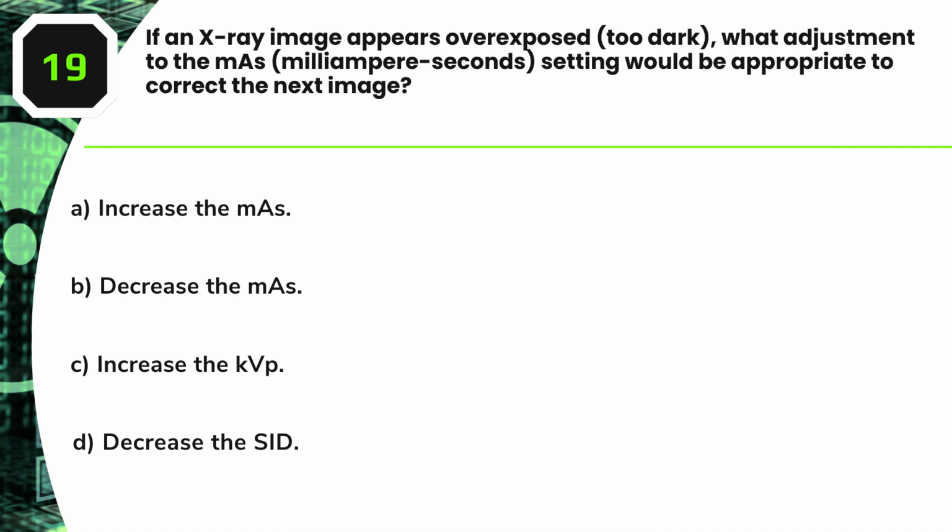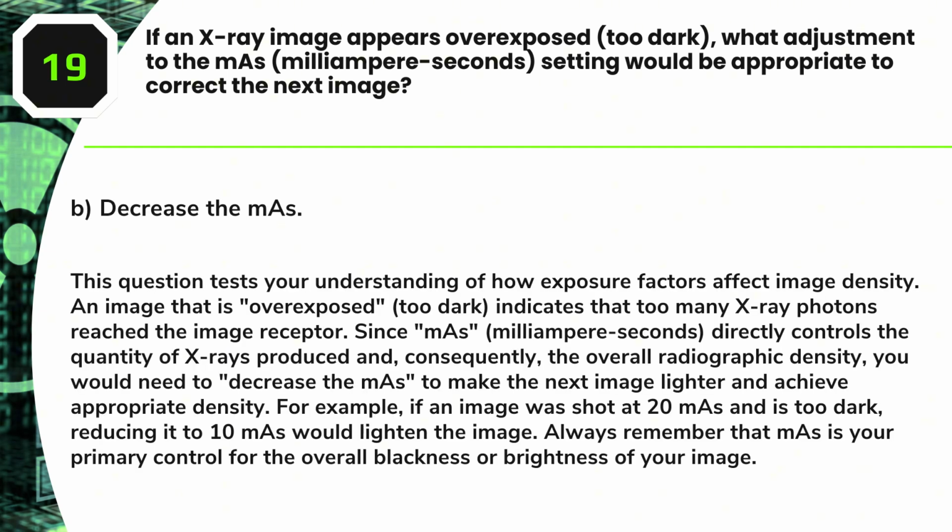Question 19. If an X-ray image appears overexposed, too dark, what adjustment to the MAS, milliampere seconds, setting would be appropriate to correct the next image? A. Increase the MAS. B. Decrease the MAS. C. Increase the kVp. D. Decrease the SID. Answer, B. Decrease the MAS.